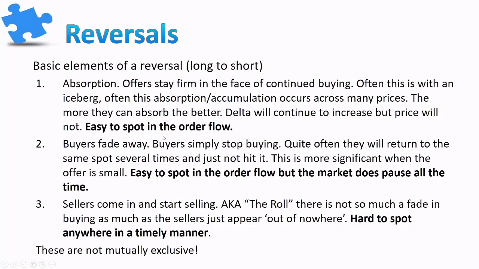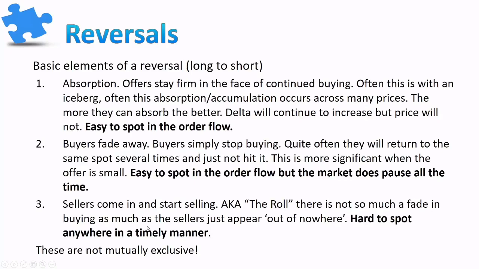And this is where you don't so much see buyers fade away as you just get to a level where sellers start hitting aggressively with size. Many times this will be after the absorption or after buyers fading away, but other times it just comes out of the blue. The market's going up quite happily, and all of a sudden sellers come in with no warning. When this happens, you're most likely to see sell market orders at 2 to 3 times the quantity of buy market orders.